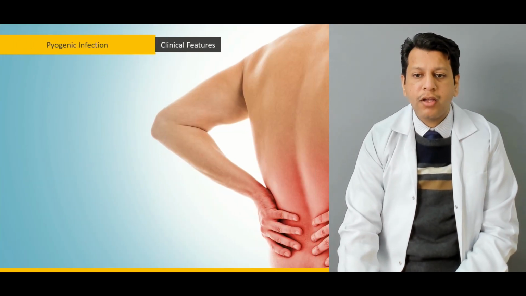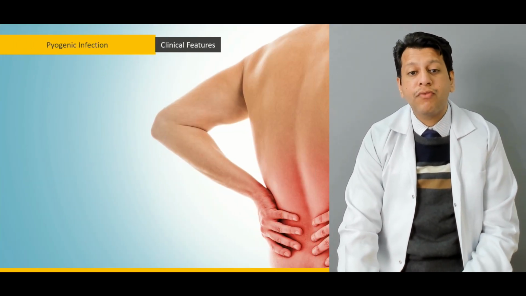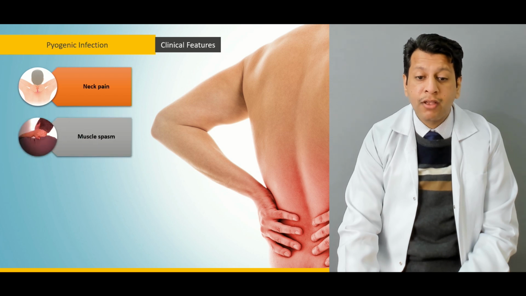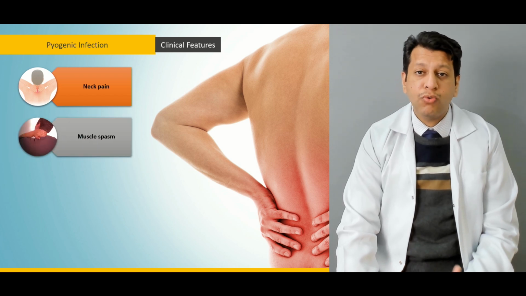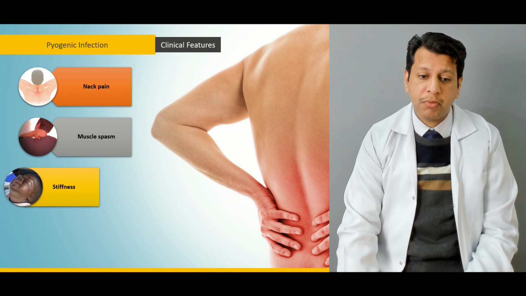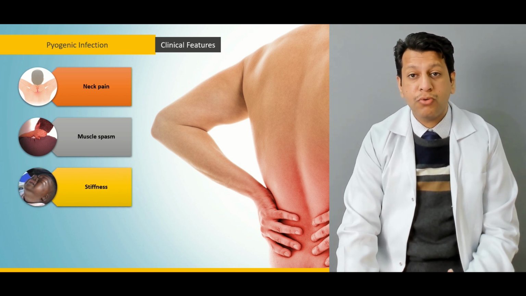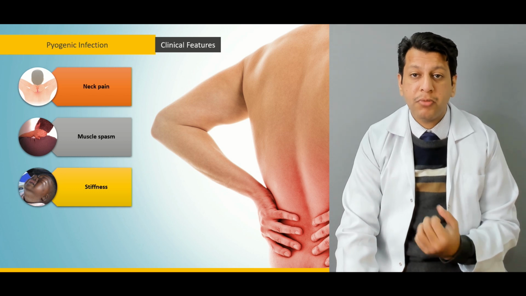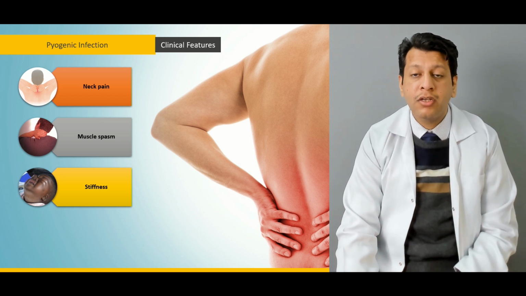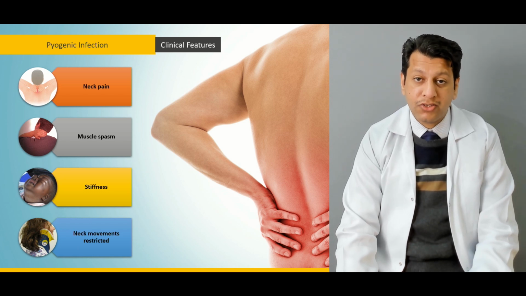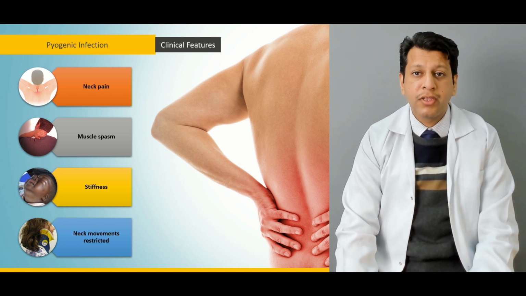If you see what are the clinical features of acute pyogenic infection, usually if it is involving the cervical spine, it may present with neck pain. As it is acute, it may result in severe muscle spasm. There may be stiffness, as the patient may have a problem with movement, especially flexion, extension and lateral bending. Neck movements may be highly restricted and quite painful as well.